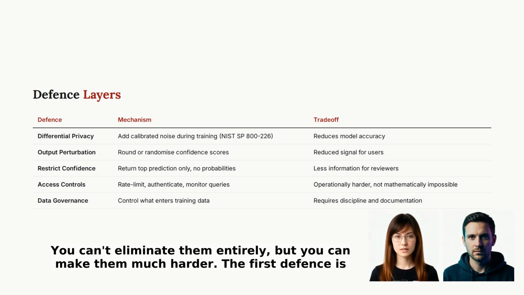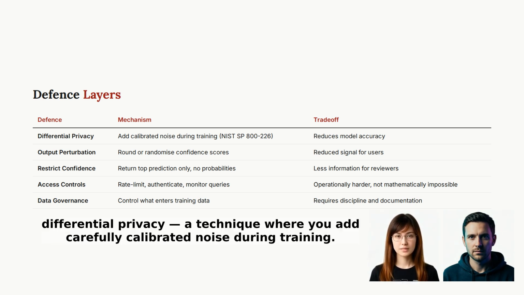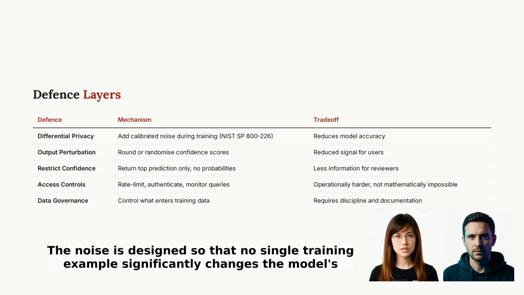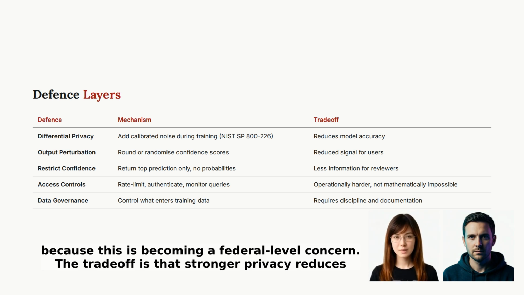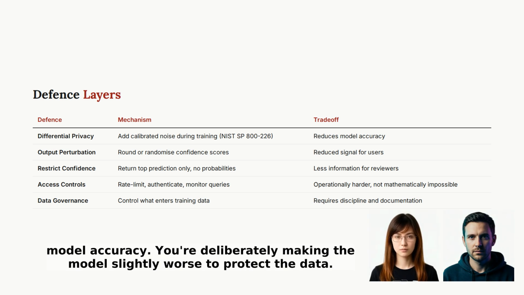The first defense is differential privacy, a technique where you add carefully calibrated noise during training. The noise is designed so that no single training example significantly changes the model's behavior. NIST published guidelines for evaluating differential privacy, SP 800-226, because this is becoming a federal level concern. The trade-off is that stronger privacy reduces model accuracy. You're deliberately making the model slightly worse to protect the data.